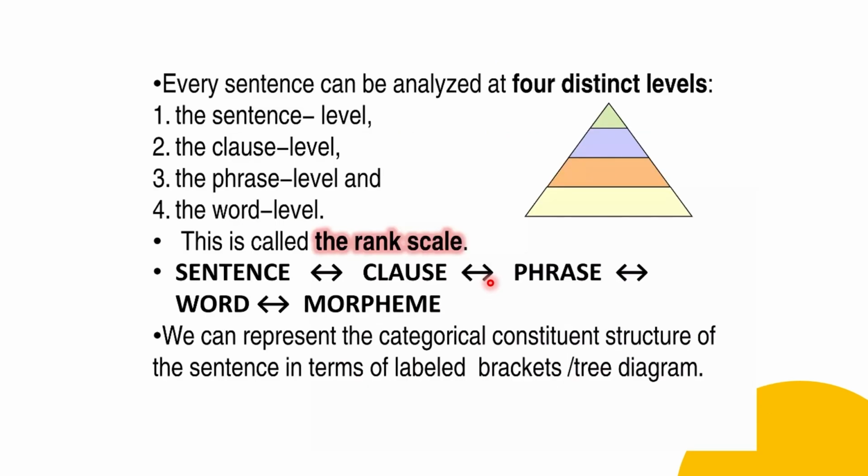So first, there are four different levels. The first is the sentence level, clause level, phrase level, and word level. The sentence level is nothing but the sentence. At the clause level, we're just dividing the sentence into different clauses. And the clauses are divided into different phrases, and these phrases are divided into words. So this is called the rank scale, ranging from the sentence to the word being the smallest entity. This can be represented in two different forms, one in label bracket form and the other in tree diagram.